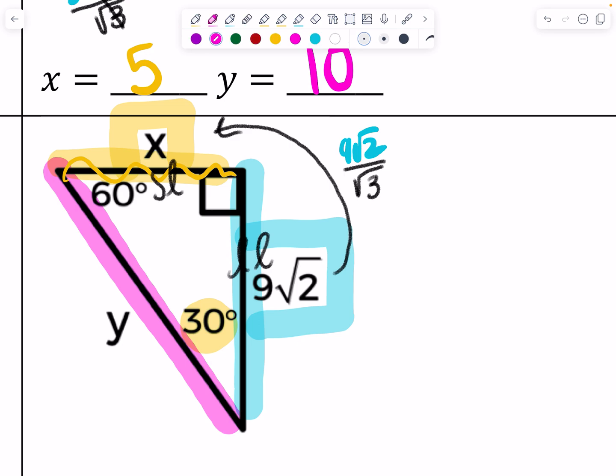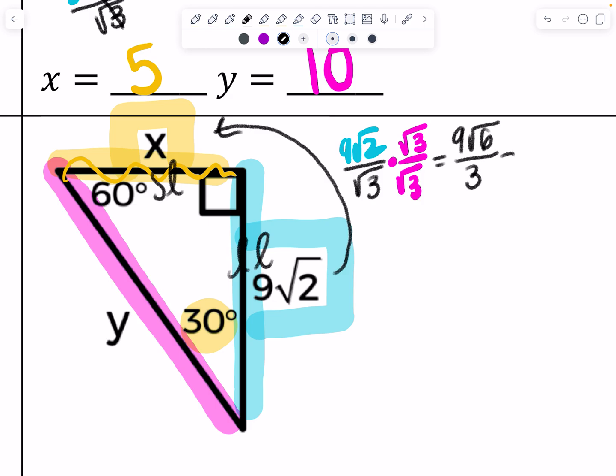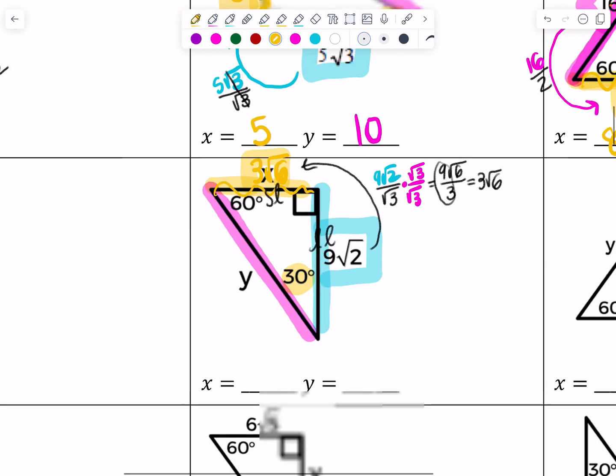This is where you have to rationalize the denominator. So we talked about how a simplified radical fraction cannot have a radical in the denominator. So I'm going to have to rationalize by multiplying by root 3 over root 3 to turn that into a perfect square is the goal. So what we have now is 9 root 6 over 3. 9 over 3, because that's root 9, which is 3 wholes. 9 over 3 is going to simplify to 3 root 6. So this expression simplifies to 3 root 6, that yellow amount. So x is going to be 3 root 6.